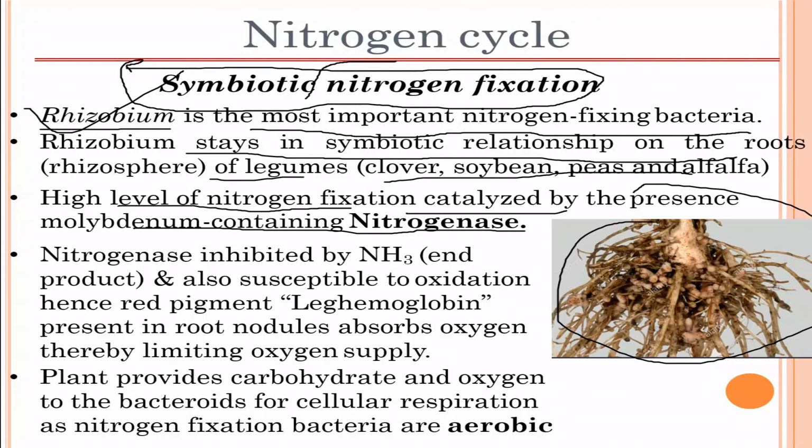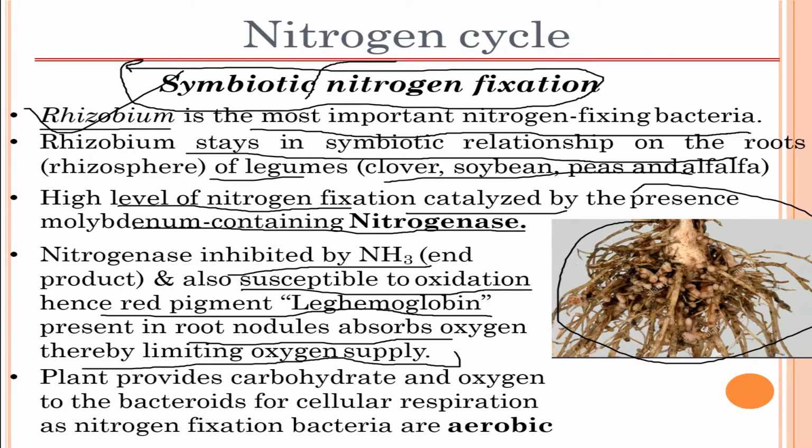Also, nitrogenase is inhibited by ammonia and is susceptible to oxidation. Hence a red pigment like hemoglobin is present in the root nodules, which absorbs oxygen, thereby limiting the oxygen supply.